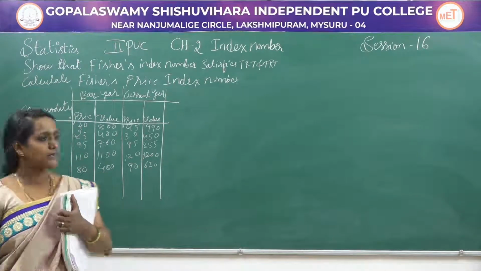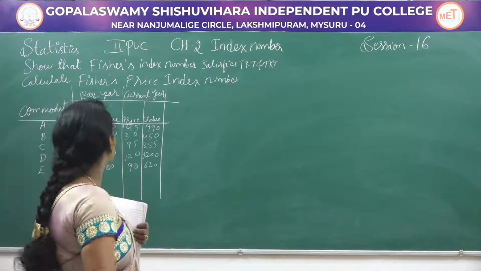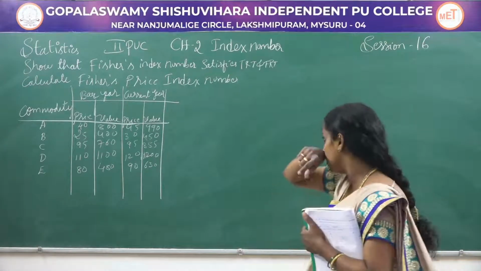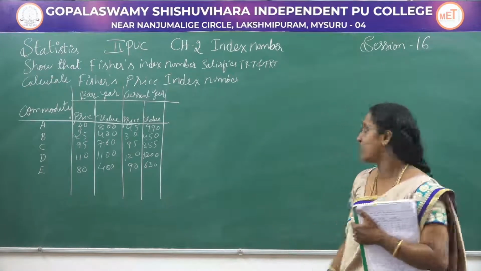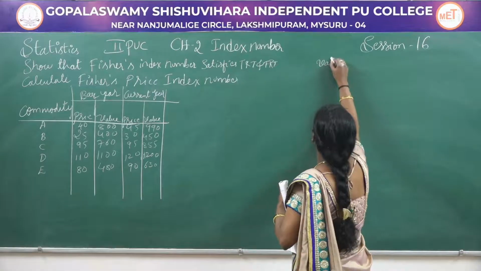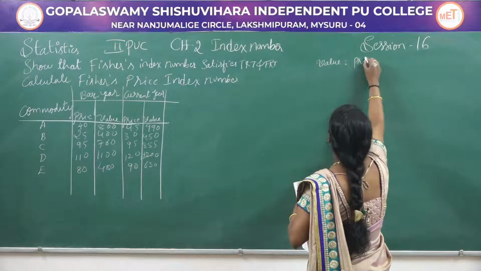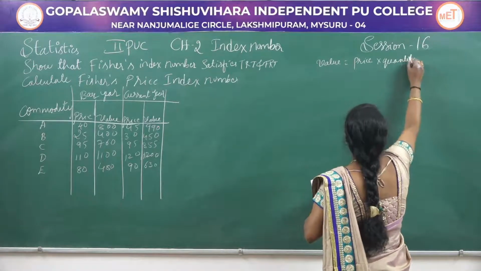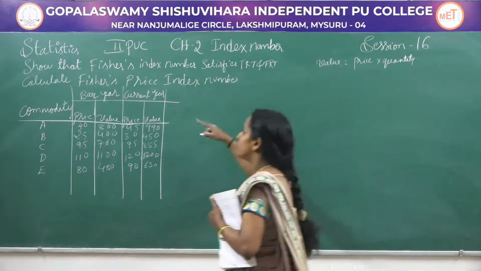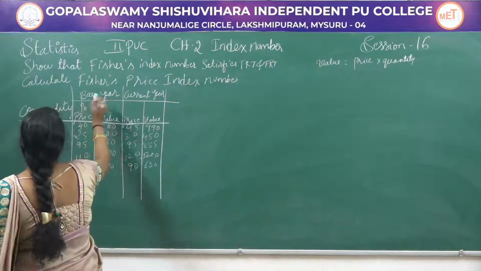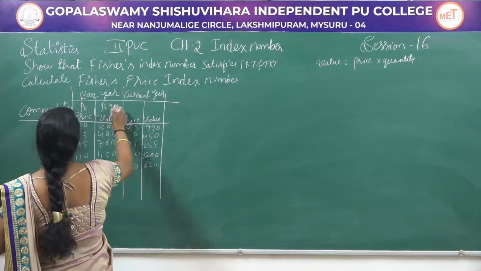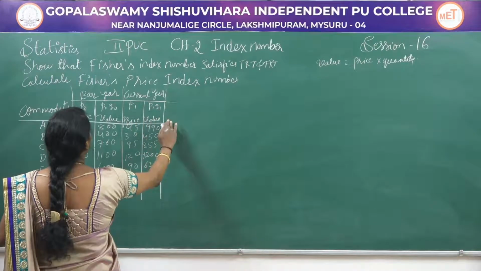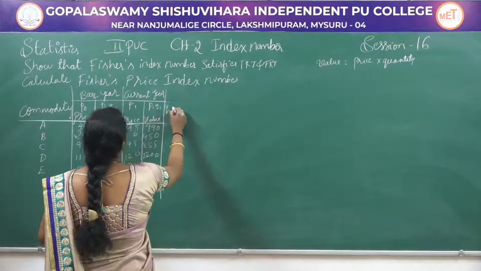So this is the problem they have given. In this problem, they have given the value index number, that is value, and the price they have given. So we have to calculate quantity again. We know that value is equal to price into quantity. So this base year price is P0, base year value is P0 Q0, current year price is P1, this is P1 Q1. Now we have to calculate Q0.